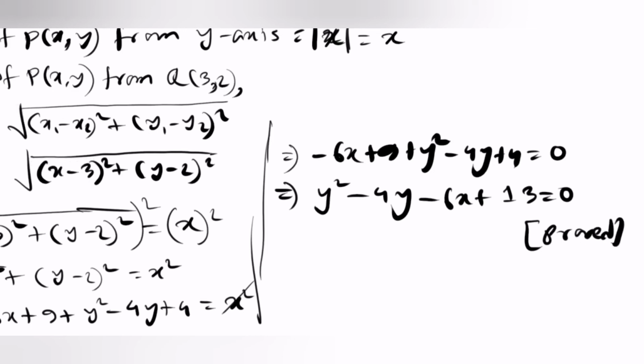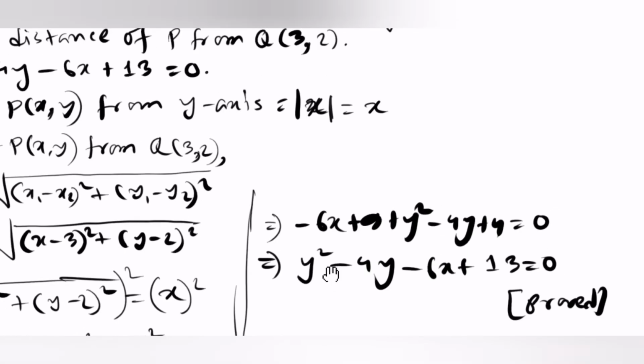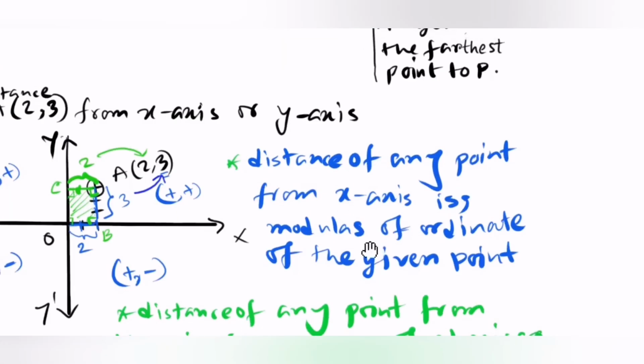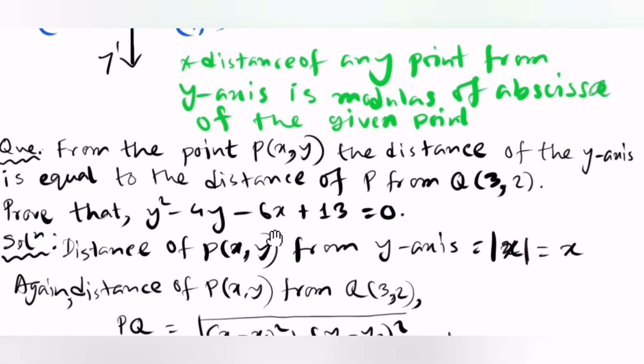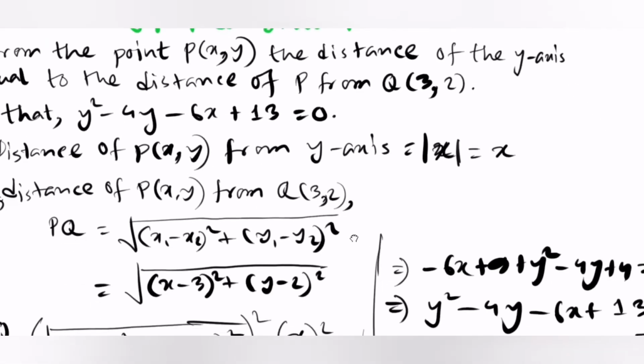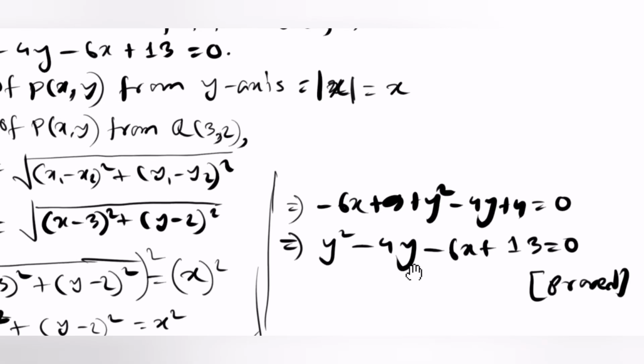Let me show you the question again. It's here. So y square minus 4y minus 6x plus 13 is equal to 0, and we also got y square minus 4y minus 6x plus 13 is equal to 0.